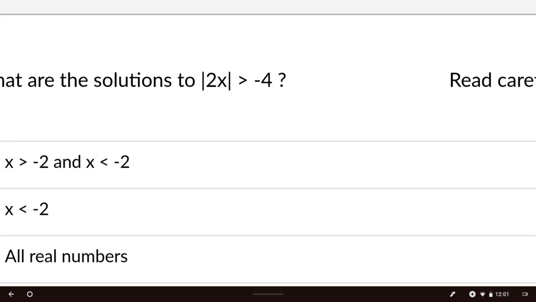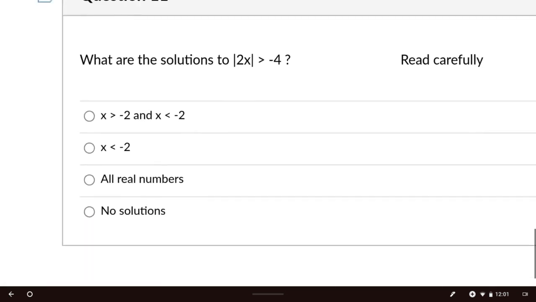Now it's saying that this positive number is greater than negative 4. And if you think of all the positive numbers that you can ever think of, no matter what they are, every single one of them is greater than negative 4. All positive numbers are greater than negative 4. All right? So in this case, it's going to be all real numbers.